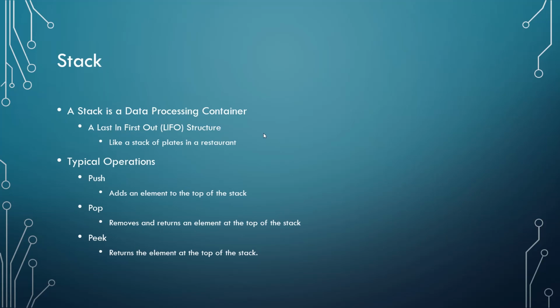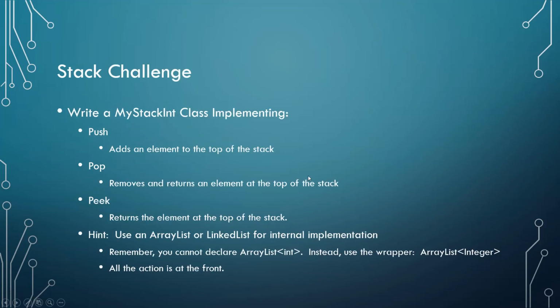So, typical operations. Push operation: you add the element to the top of the stack. Pop operation: you remove and return an element at the top of the stack. So push, push, push down, and then pop off the first element, next element, and so forth. The peek is like the pop operation, in that it returns the element at the top of the stack, but it doesn't remove the element from the stack. So push, pop, and peek are the major operations for the stack.